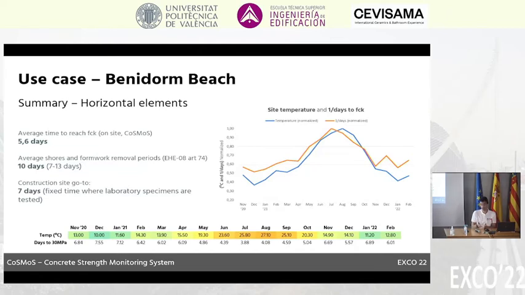And we can see it clearly in the plot, where we relate average site temperatures, which is the blue curve, with the strength that concrete acquires over the period of time. And you can see the intrinsic relationship between them. So that demonstrates that concrete age is not only related to time, but also to temperature evolution over time.